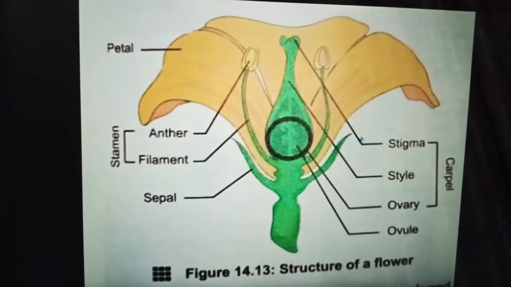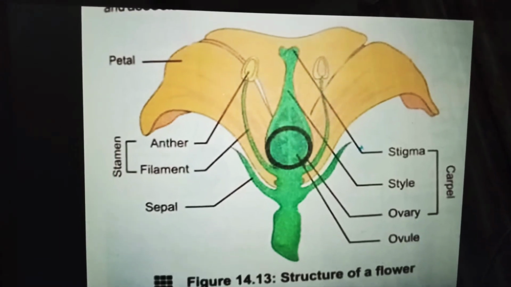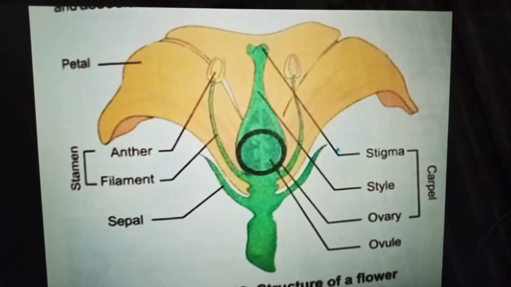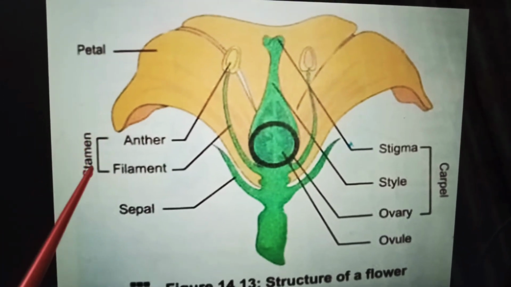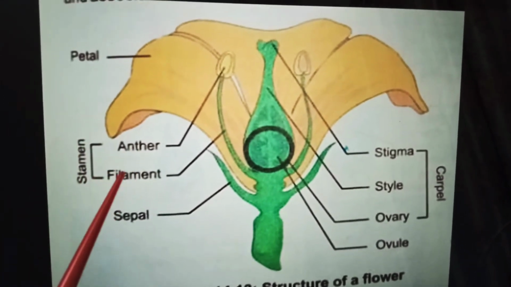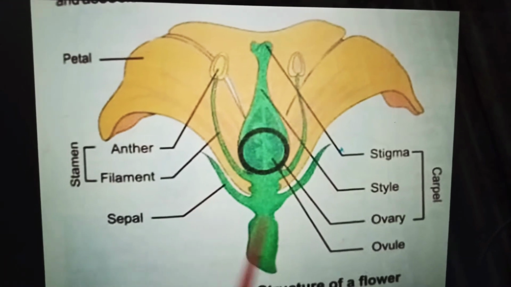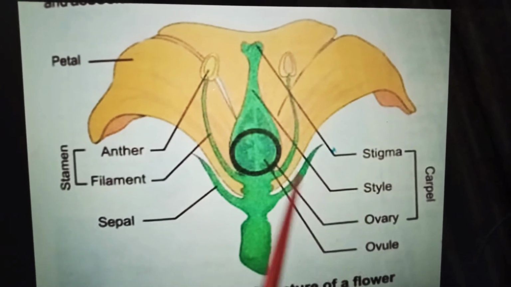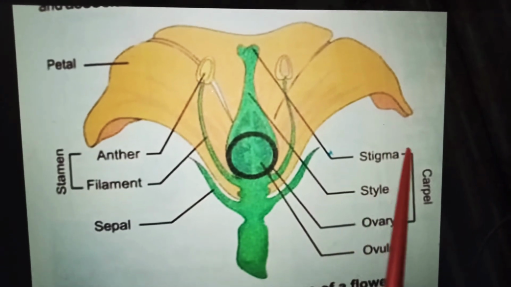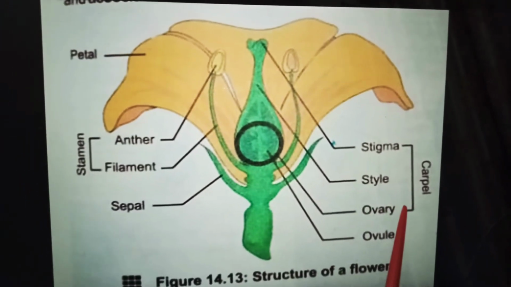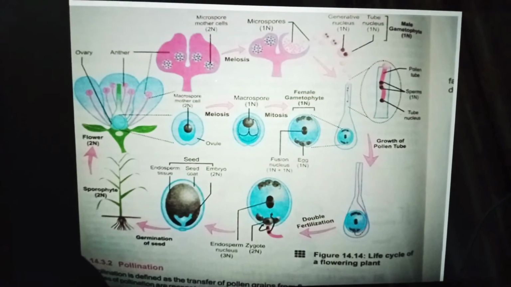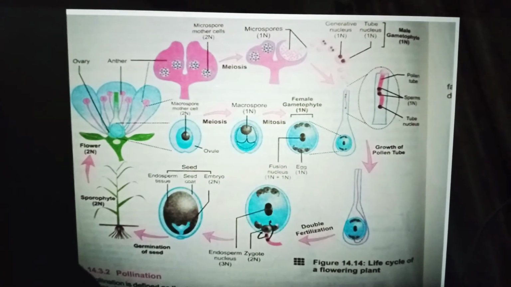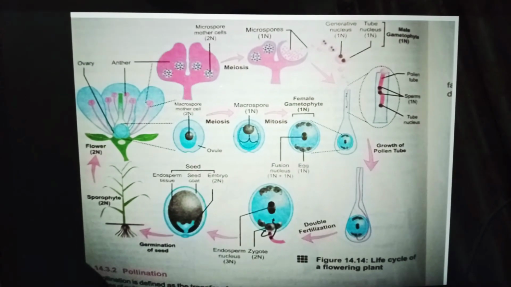I have discussed the structure of a flower, which includes petal. Stamen includes anther, filament and sepal. Stigma is here, style is here, ovary, ovule, and this part is collectively called carpel. When pollen grains mature, they are transferred to stigma and it is called pollination.